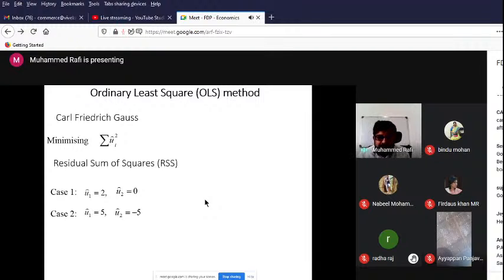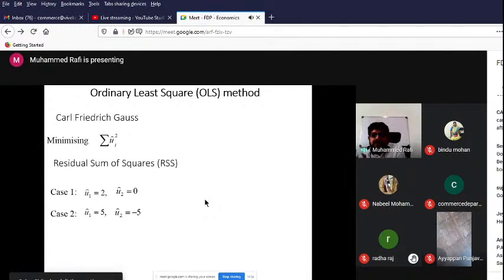So in the second case, you have 5 and minus 5. But if you take the sum of it, the sum of the error will be 0. But in the first case, the sum of the error is 2. And you end up saying that the second model is better. But you know that the error is higher in case of the second model, though you have the positive and negative errors. So you should penalize both negative and positive errors in the similar way.